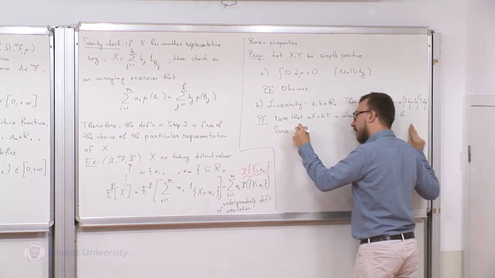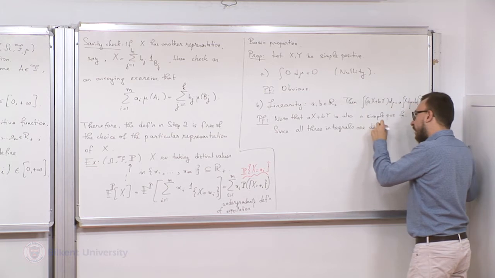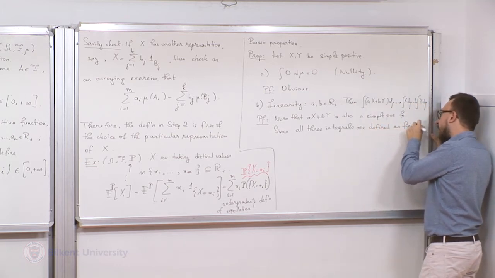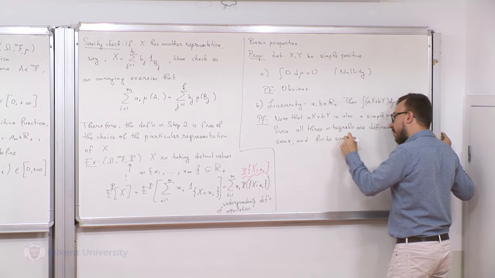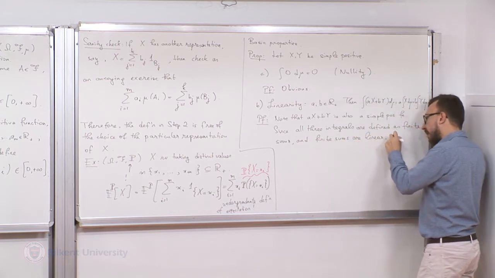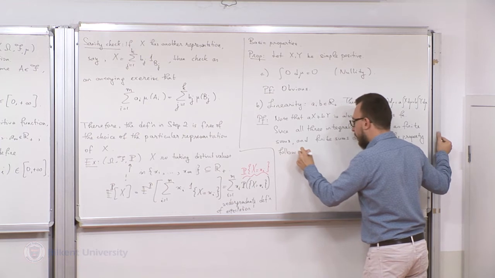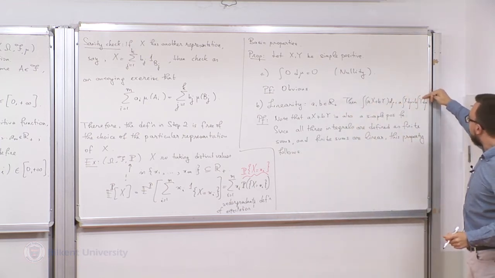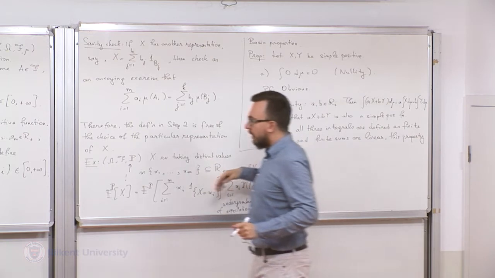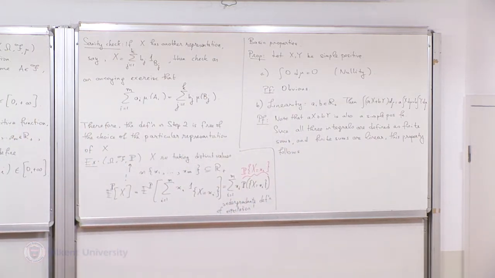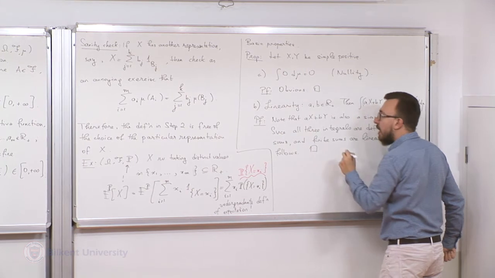Since all three integrals are defined as finite sums, and finite sums are linear, this property follows. You can write it down. You can take a representation for X, a representation for Y, which is going to give you a representation for aX plus bY, and then since each of those three integrals is defined through a finite sum, finite sums are linear, so you can just check it very easily. So I don't want to spend time on that.